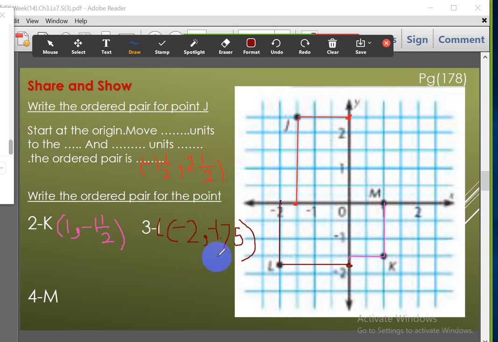Or I can write it in another way. Look, this is between the half and the 2. That means it's 3 over 4. So I can write it as negative 1 and 3 over 4. Okay?